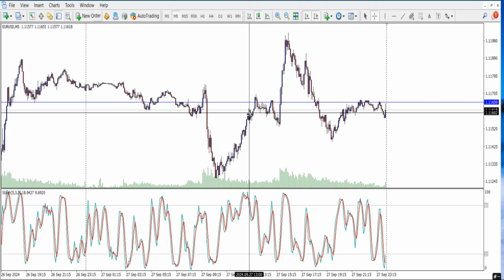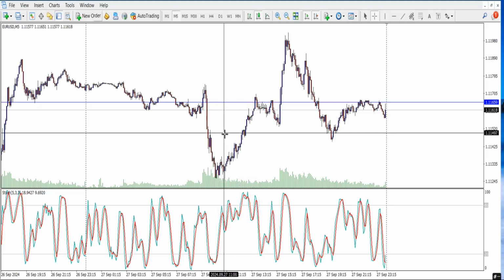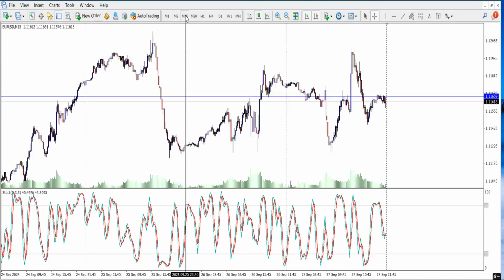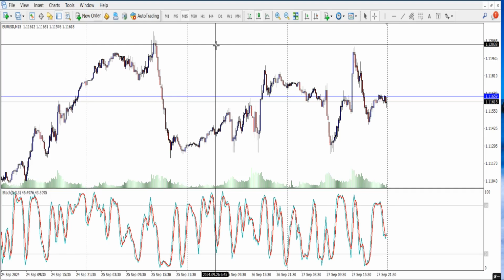So if you had taken your trade on the 5 minutes time frame, this particular trade would have been open for just about 2 hours, 30 minutes. Now let us go to the 15 minutes time frame. Let us look for an example on the 15 minutes time frame.